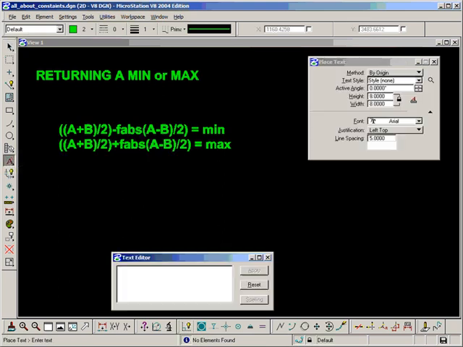Let's look at how we do that in MicroStation. We say A is equal to 30, B is equal to 35. Let's write a formula. There's a shorter way of saying this. Min of AB, A and B, is equal to A plus B, minus the absolute of A minus B. And then we can do a little bit of shorthand and divide everything by 2.